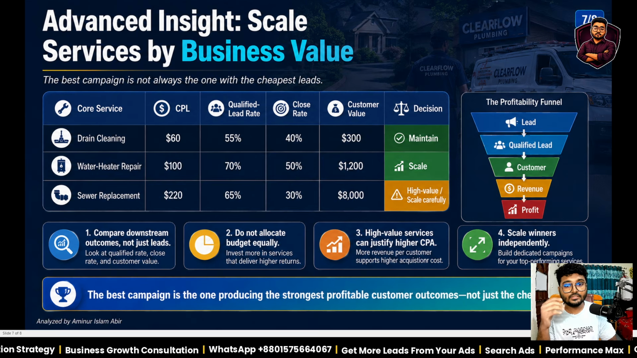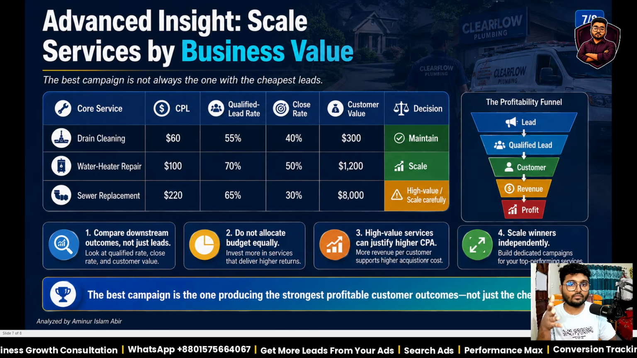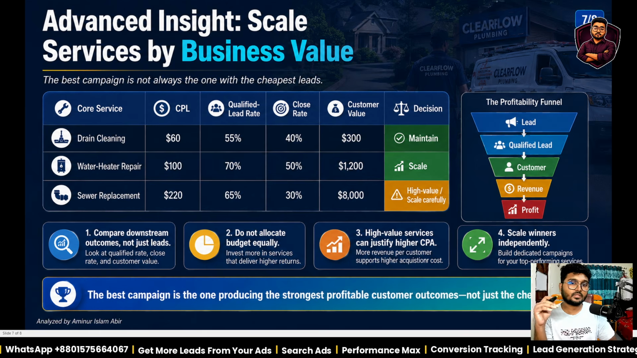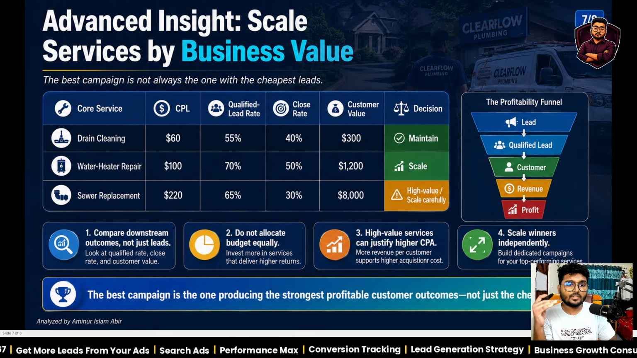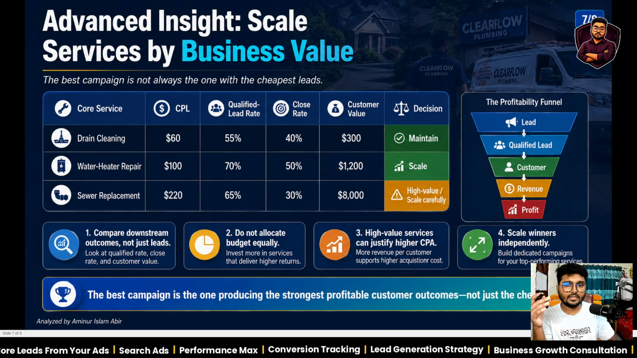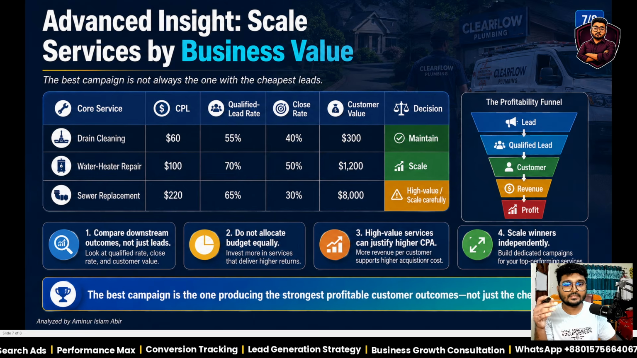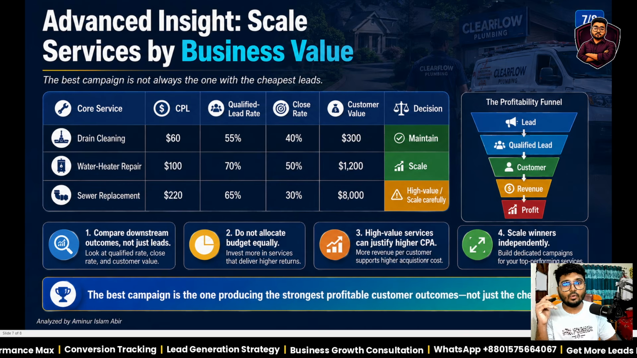For example, drain cleaning reports a $60 CPL, a 55% qualified lead rate, a 40% close rate, and $300 customer value. Water heater repair reports a $100 CPL, a 70% qualified lead rate, a 50% close rate, and $1,200 customer value. Sewer replacement reports a $220 CPL, a 65% qualified lead rate, a 30% close rate, and $8,000 customer value. Drain cleaning has the cheapest lead, but sewer replacement may create the greatest profit, even with higher CPL.